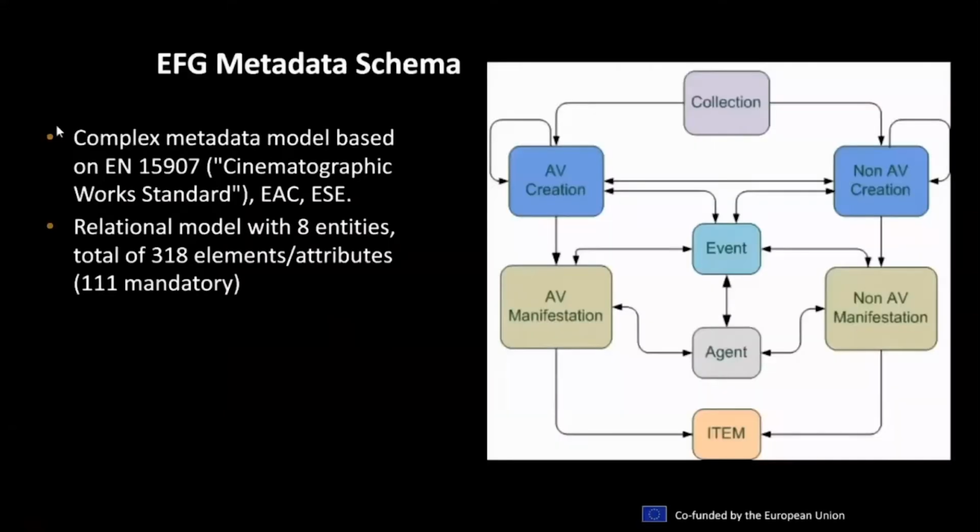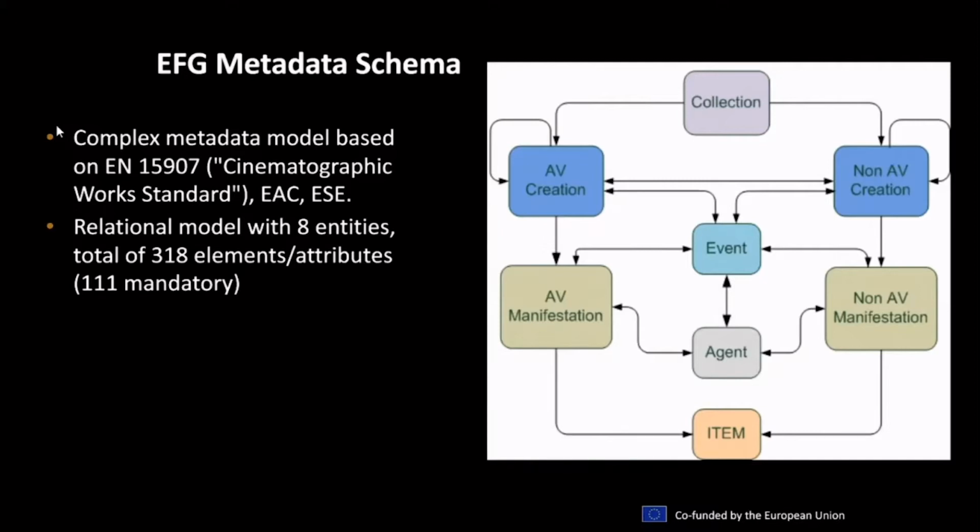As mentioned earlier, the EFG portal and the underlying EFG metadata schema supports access to digitized audiovisual content and digitized 2D content like photos, posters, censorship cards, correspondences, etc. The EFG metadata model was designed in large parts based on EN 15907, also called Cinematographic Work Standard, as well as Encoded Archival Context and Europeana Semantic Elements.